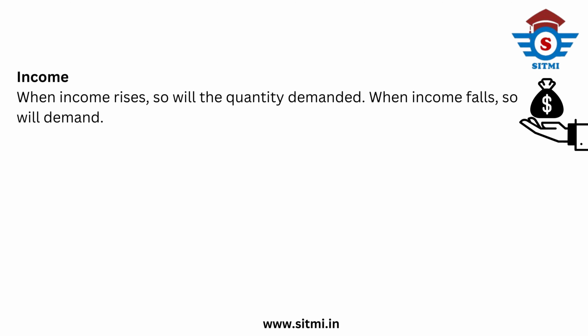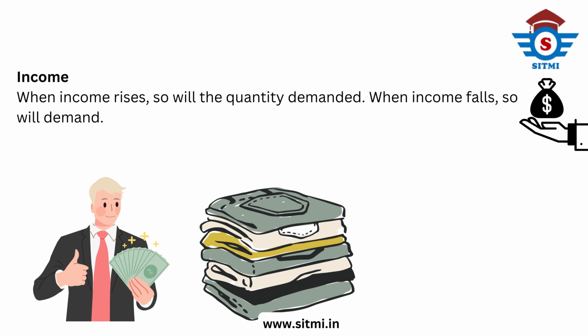Then the second factor that we have to see is income. When we talk about income, it talks about how when income rises, it will also have an impact on quantity demanded. It says that when income increases, the quantity of product bought by people will also increase. However, when income falls, then the quantity of the product that people are buying will also fall.